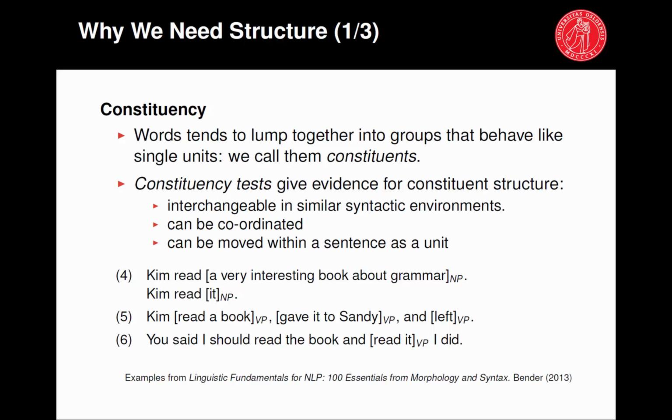I can coordinate. Kim read a book, gave it to Sandy, and left. So three bracketed units here that I call VP, verb phrase, and that I can iterate and conjoin using commas and conjunction. So they are constituents of the same category. Or slightly more involved, you said I should read the book, and read it, I did. So here I have read the book, again a verb phrase, and as a constituent, as a single unit, I can move that around into this construction in English where I take a verb phrase and say I did.